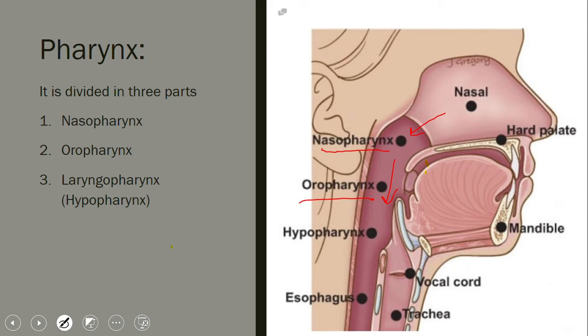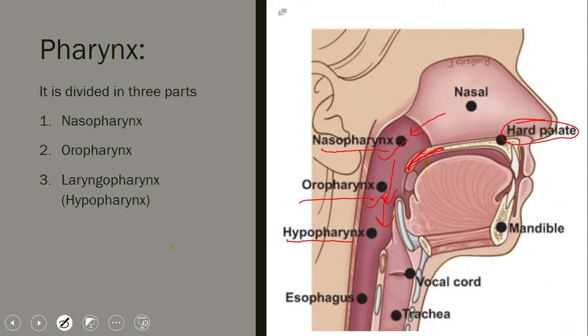Now as you can see, in between these two parts there is the palate. What is the palate? The hard palate. The upper roof of the mouth that we call the hard palate, its bone that comes toward the back is present between the nasopharynx and oropharynx. Then the oropharynx leads to the hypopharynx, or you can also say laryngopharynx. From there is the entry to the larynx, so that is the last part. That is the hypopharynx or the laryngopharynx as it is mentioned in your text.